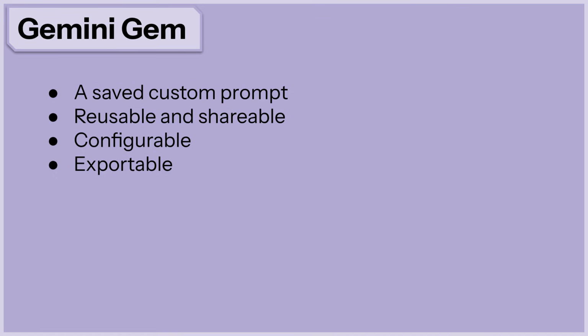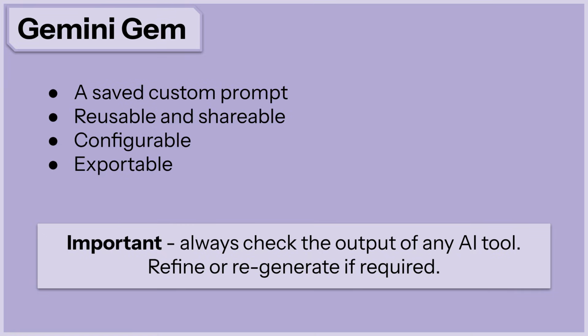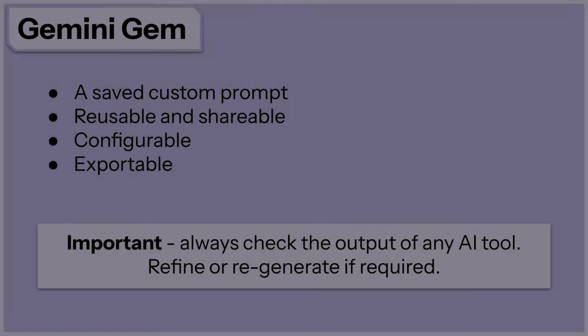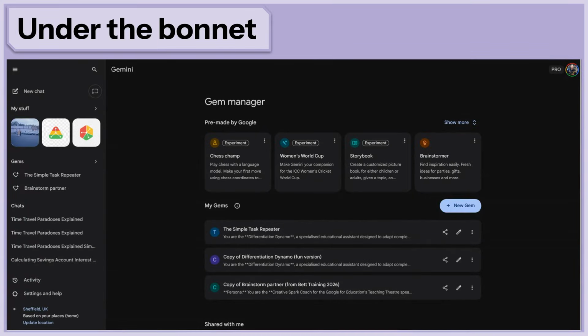Just one word of warning, and this is true for all AI. Always check the output. Never just copy and paste. Use the gem to do the heavy lifting, and then use your professional expertise to check, refine, and polish the text until it's exactly right for your students. To understand why this gem works so consistently, we need to look under the bonnet at the instructions.